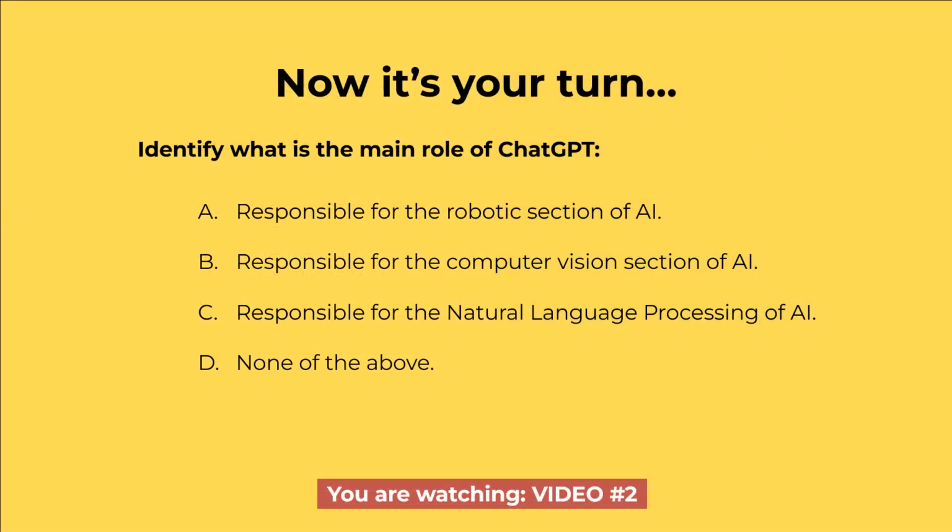Now it's your turn. Identify what is the main role of ChatGPT. Is it letter A, responsible for the robotics section of AI? Letter B, responsible for the computer vision section of AI? Letter C, responsible for the natural language processing of AI? Or letter D, none of the above? I will give you 7 seconds to decide which letter you would select, starting now.